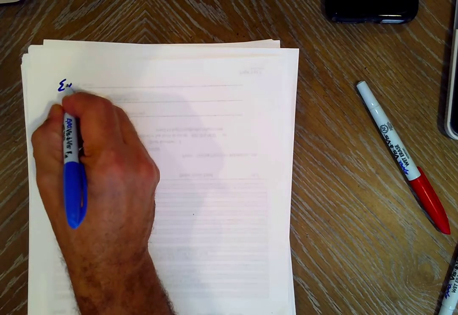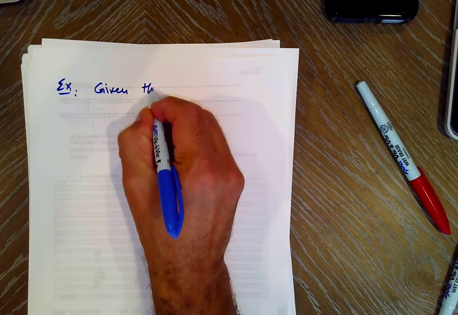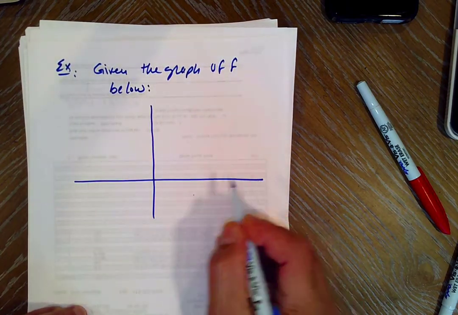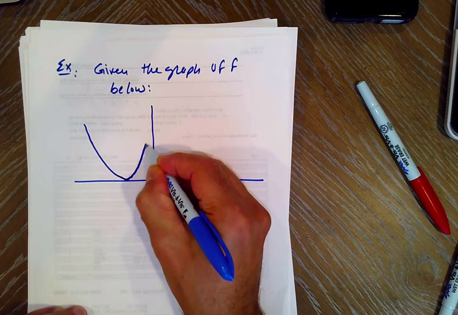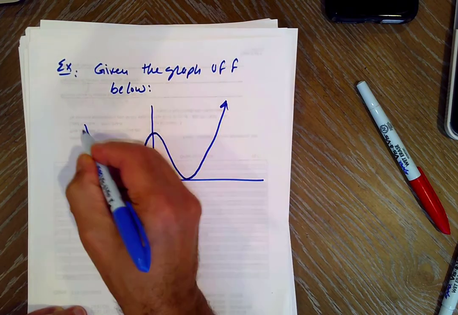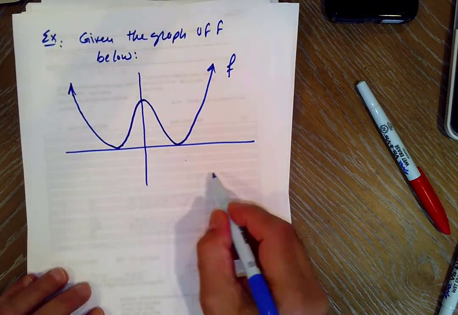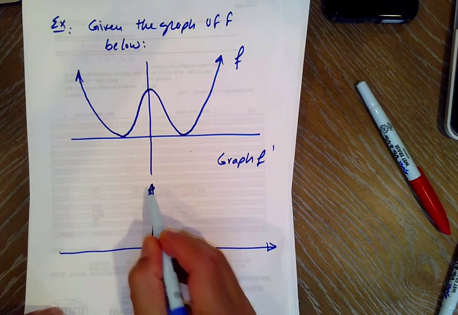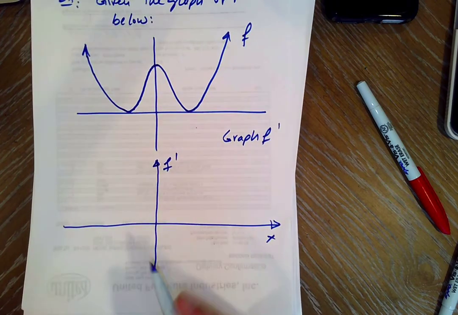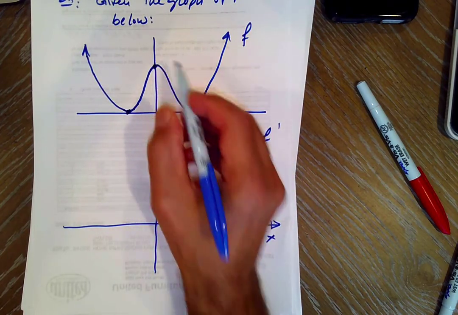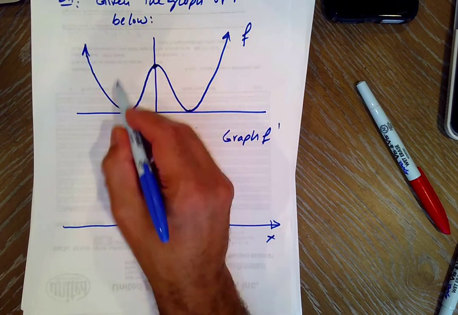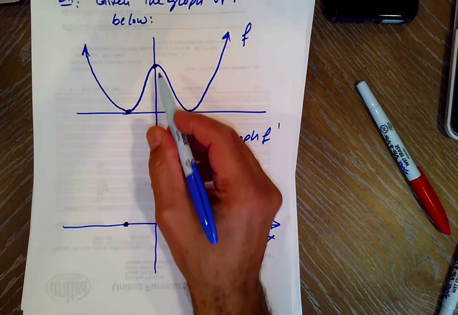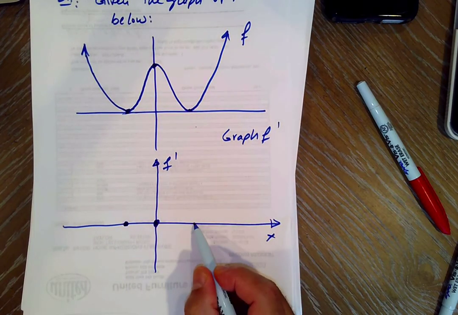So just to refresh your memory, if I'm given the graph of f, I want to show you an example that I have in my notes, the graph of f below. I'll redraw that, something like this. So this is the graph of f, and I want to graph f prime, its derivative. If I want to graph its derivative, this is where I would start. So this is f prime of x. Where the graph of the function has a minimum or a maximum, the slope of the tangent line is zero. That means the derivative is zero. So at this point, the graph is going to cross the x-axis. At this point, it's going to cross the x-axis. And at this point, it's going to cross the x-axis.